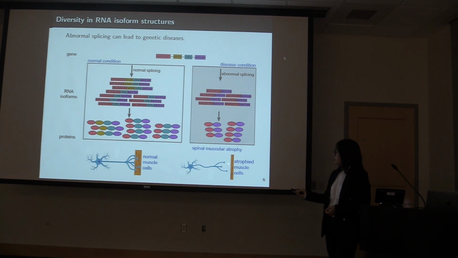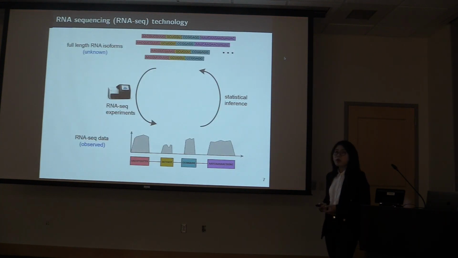And in these atrophied muscle cells, the abnormal splicing of a gene called SMN can lead to truncated proteins. Without a proper level of the SMN protein, the muscle neurons will be lost and they cannot receive correct signals from the brain. Therefore, in order to better annotate the genomic functions and to better understand relevant genetic diseases, about a decade ago, people invented the RNA sequencing technologies.